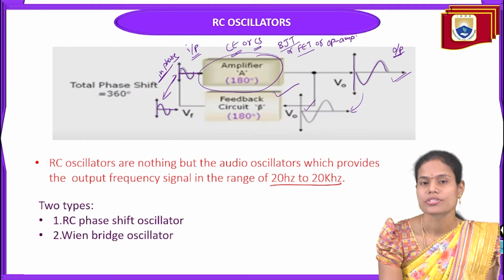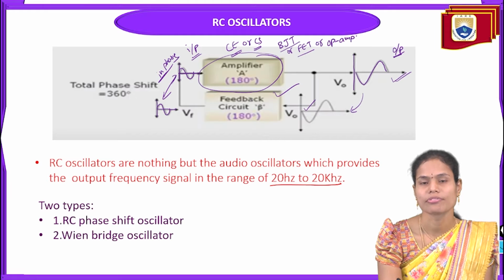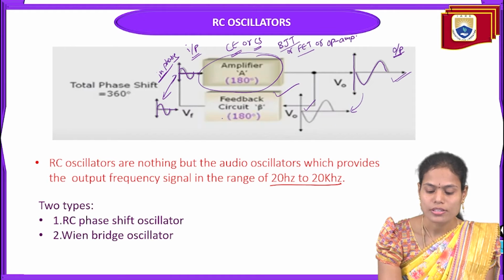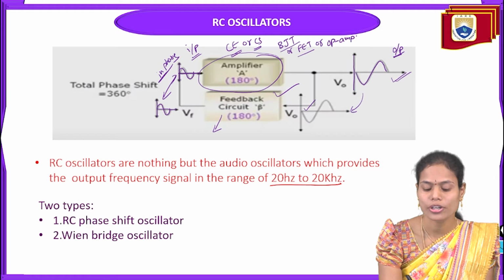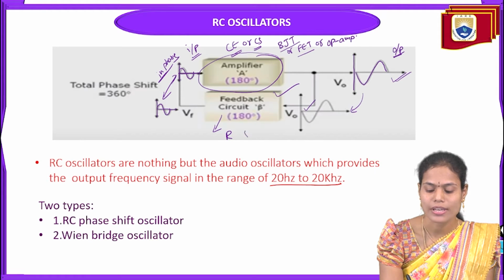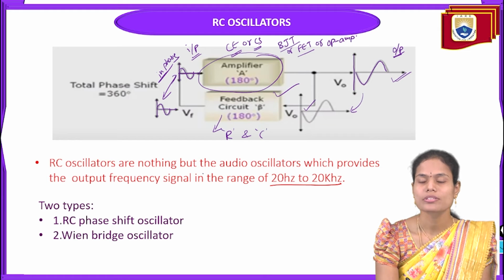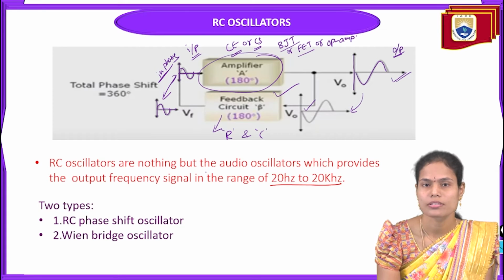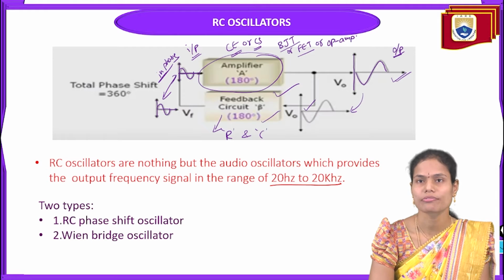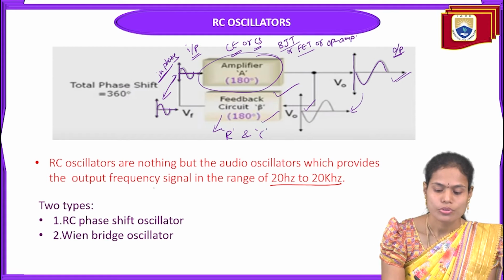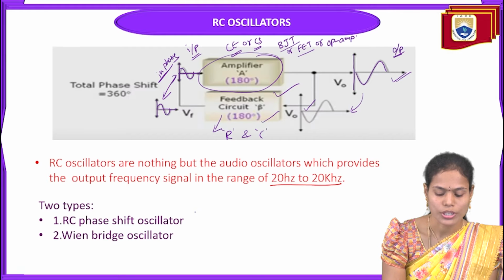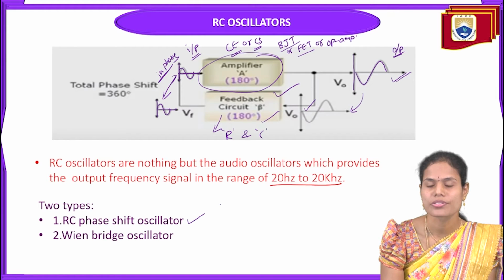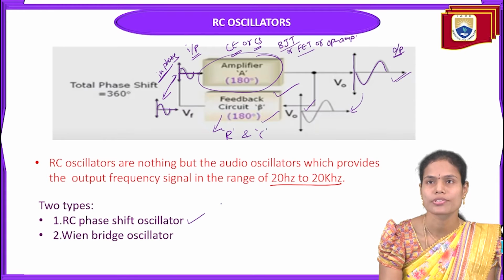180 degrees phase shifted amplifier as well as a 180 degrees phase shifted feedback circuit. So in the case of RC oscillators, in the feedback circuit, we are going to use the elements resistor as well as capacitor only. So these resistor and capacitor combinations we are connecting in different ways. The combination of RC elements, or the combination of only resistors or only capacitors, we can utilize here. But the thing is we have to generate the 180 degrees phase shift in this oscillator. So these RC oscillators are divided into two types. The first one is the RC phase shift oscillator and the second one is the Wien bridge oscillator.